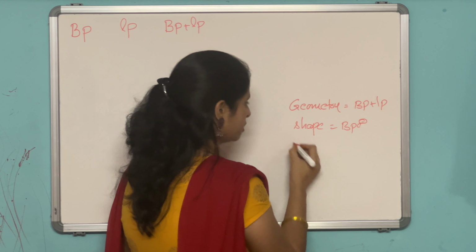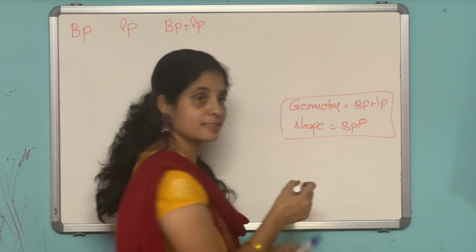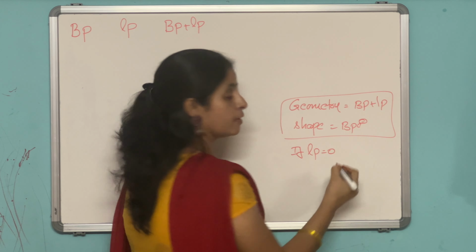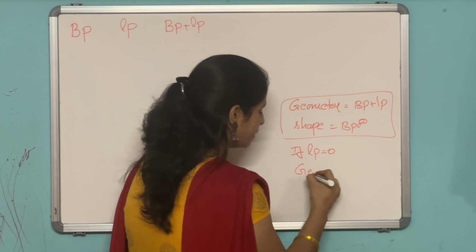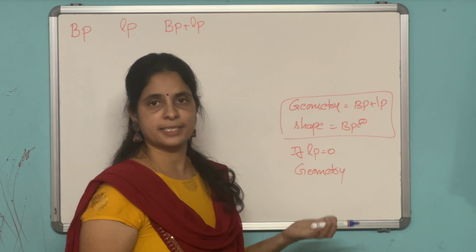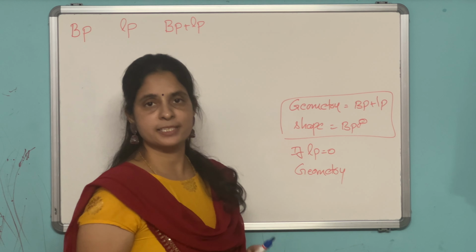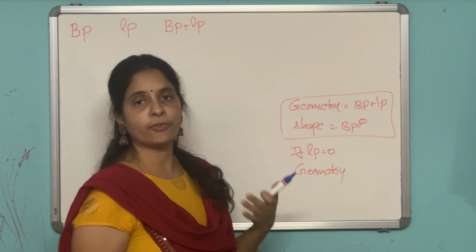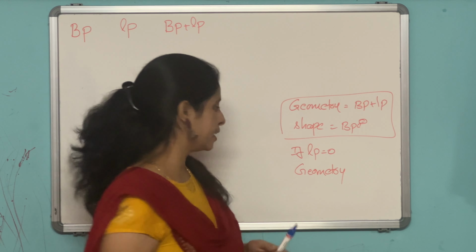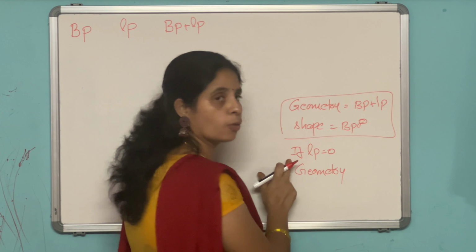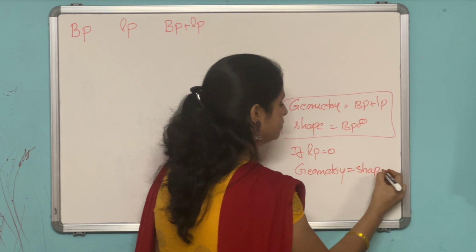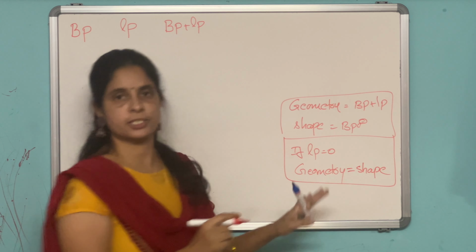This is the first note, and the second note: if lone pairs of electrons is equal to 0, then geometry will be equal to shape. For example, take the CH4 molecule. Here lone pair is 0, so the geometry of CH4 is tetrahedral and the shape of CH4 is also tetrahedral. So make this note: if lone pairs of electrons is 0, then geometry is equal to shape. Keep these 2 points in your mind.